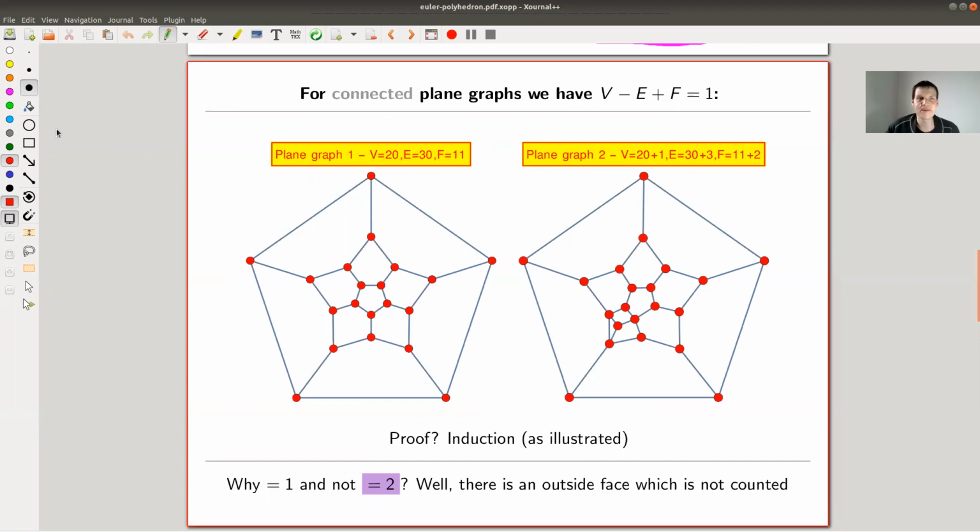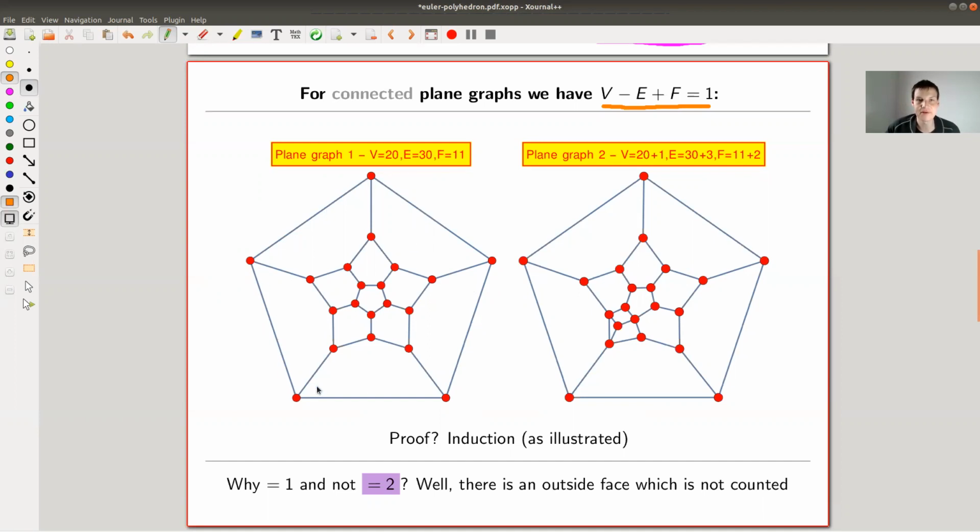So, and it works basically like this. It's a graph argument. And I will explain in a second why it's a graph argument and not really a polyhedron argument. There's one confusing point: you will always get V minus E plus F equals 1. I will also explain in a second why. But anyway, you'll always get V minus E plus F equals 1.